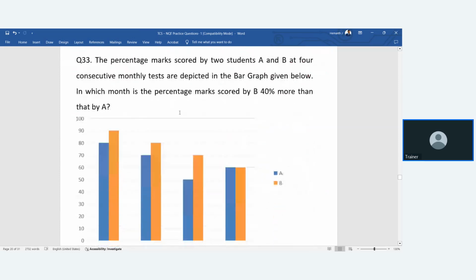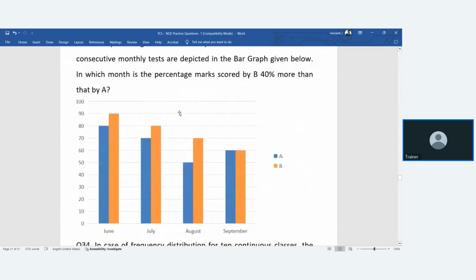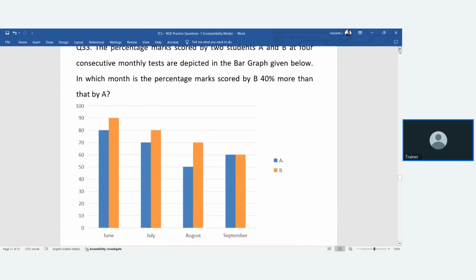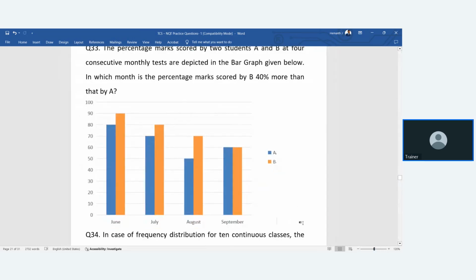Now, let's see about this question. The options are A, June; B, July; C, August; D, September.